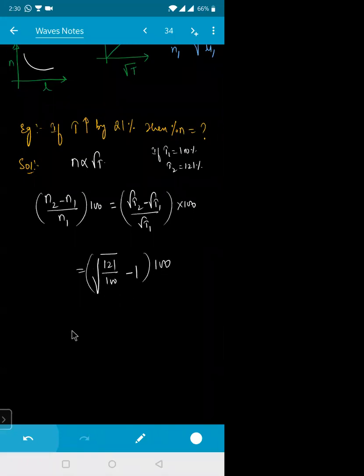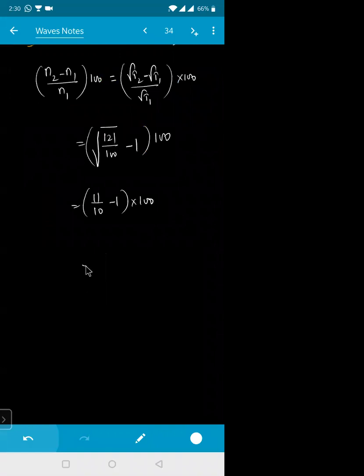Can I write like this? Root of 121 by 100 means that will be equal to how much, beta? 11 by 10 minus 1 into 100. Isn't it? So how much is it coming out for me? 11 by 10 minus 1 into 100, that is 110 minus 100 by 10. So it will be equal to 10%. Got an idea how to do the percentage problems in this one?